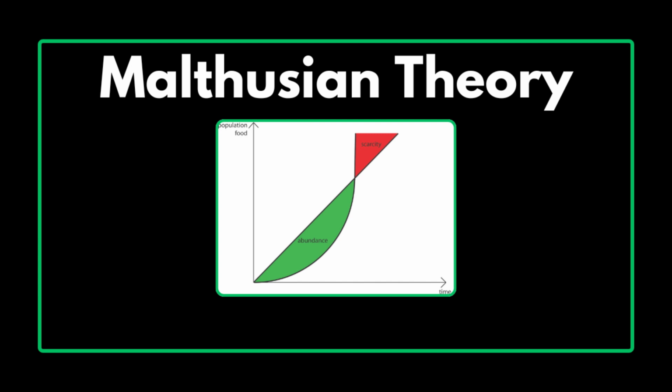For example, if a village had 100 people in one year, 200 the next year, and 400 the year after, its population would be growing geometrically.